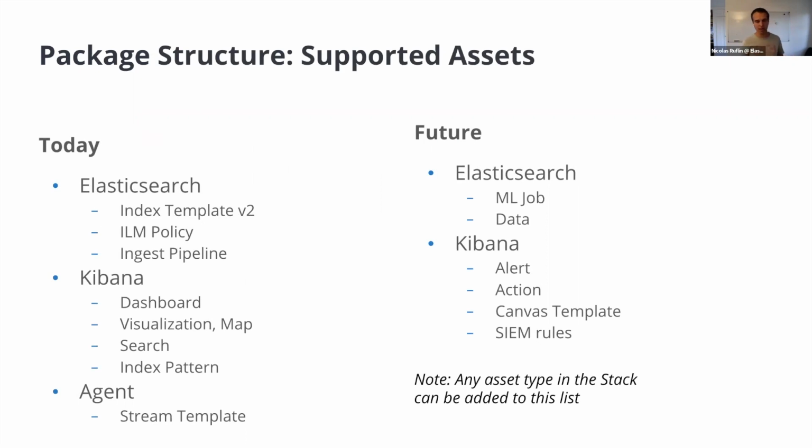Quick overview of the assets. I mentioned a few of them. On the left side, you see all the assets we support today. But of course, we have many ideas what we could support in the future. This is not a roadmap. We're thinking of ML jobs. We could even ship sample data, alerts, actions, canvas templates, SIEM rules.